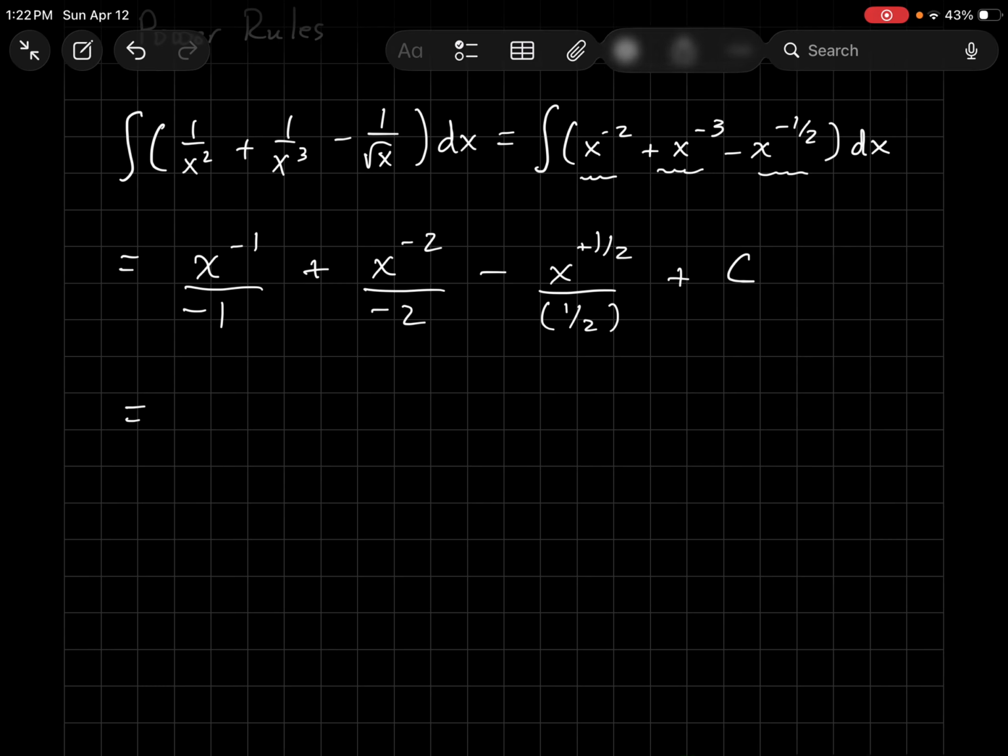I'm going to rewrite this one just to make it look prettier, giving us -1 over x. Then I have a minus, and then I have the 2 still on the bottom, and then the x to the -2 becomes x squared on the bottom. Minus x to the 1/2. And instead of dividing by 1/2, I will flip and multiply by the reciprocal, giving us -2x to the 1/2, plus the constant of integration c.